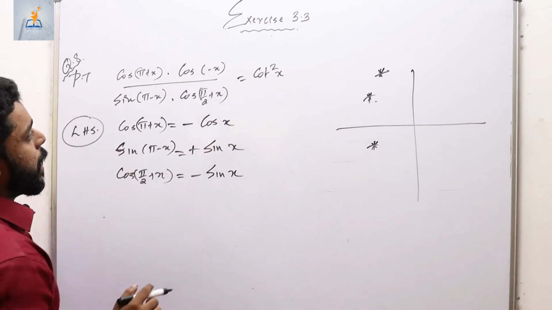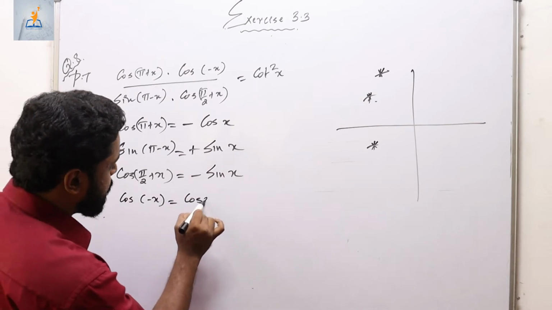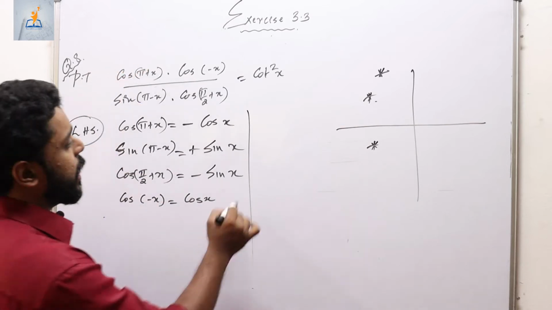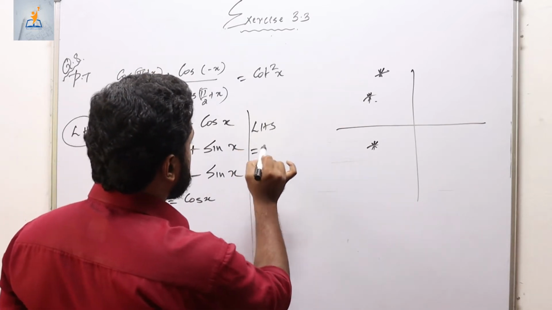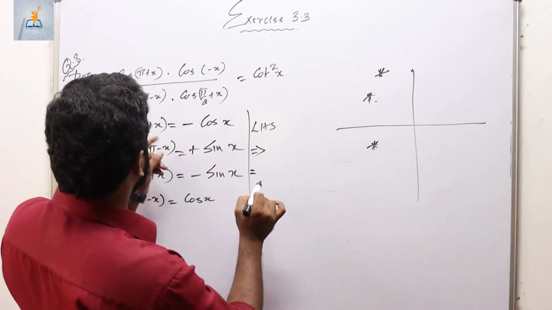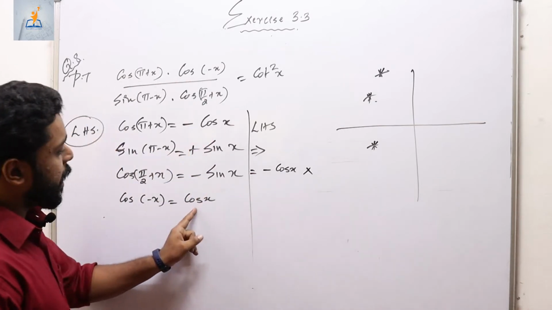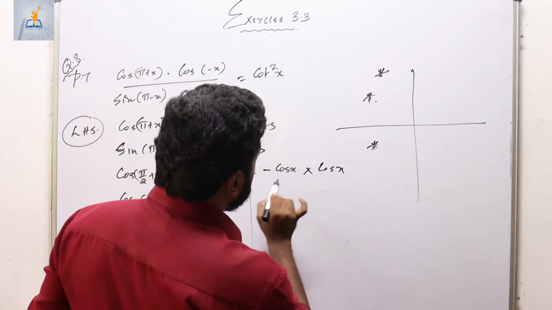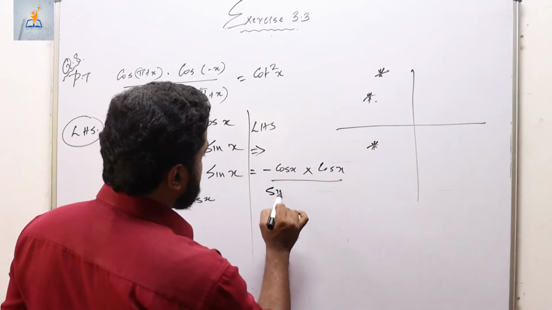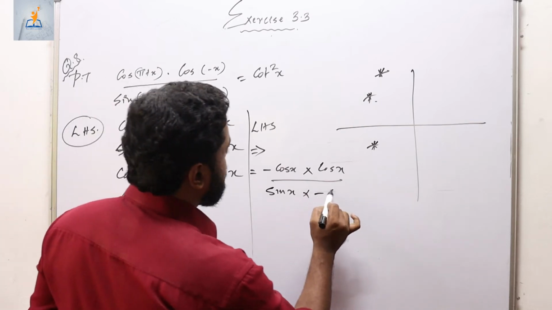Now again cos(−x), we know that cos(−x) is equal to cos x itself. Now we shall substitute all these quantities into the LHS. LHS becomes: sin(π+x) is equal to −sin x, cos(π+x) is equal to −cos x, into cos(−x) is equal to cos x, divided by sin(π−x) is equal to +sin x, into cos(π/2+x) is equal to −sin x.